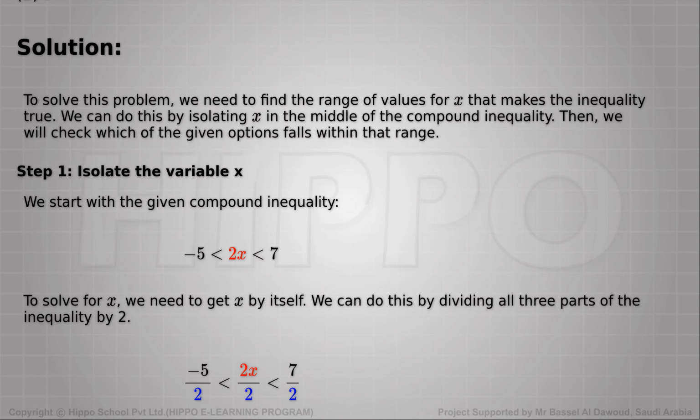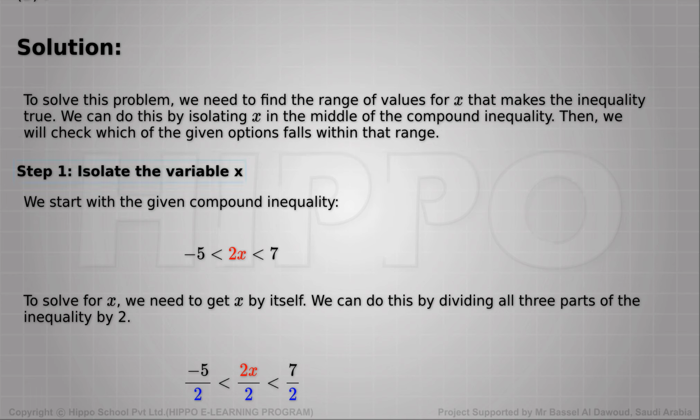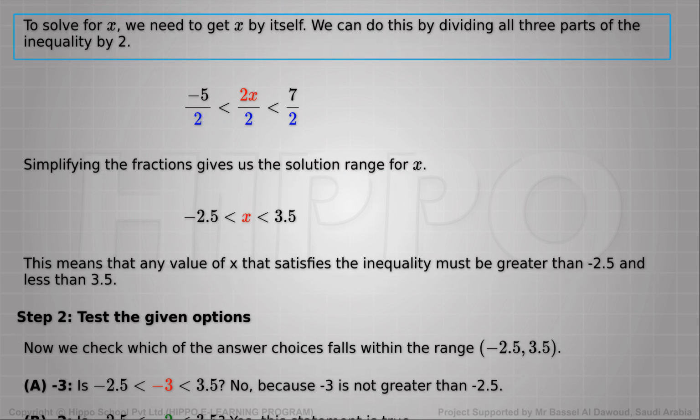Alright, let's begin with step 1. Our main goal is to get the variable x all by itself in the middle of the inequality. As you can see, we're starting with the expression -5 is less than 2x is less than 7. Right now, x is being multiplied by 2. To undo this, we need to perform the opposite operation, which is division. A key rule for compound inequalities is that whatever operation you perform on one part, you must perform on all three parts to keep it balanced.